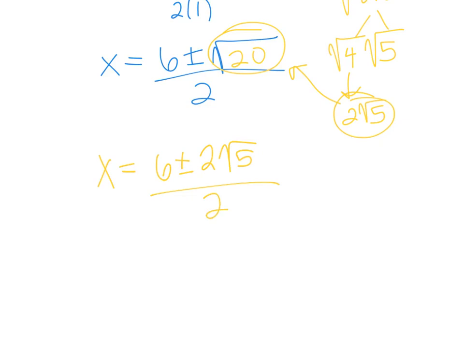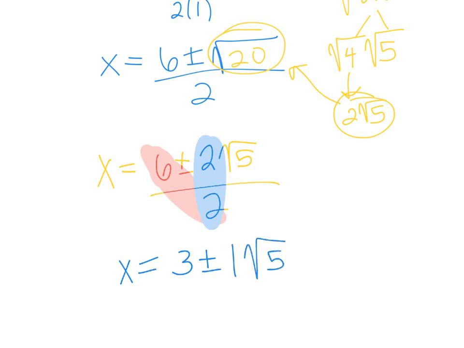I'm going to combine my whole numbers, what's outside the radical. So I'm going to complete the heart method here, and I'm going to complete the heart method here. Let's write this out. I have x equals 6 divided by 2 is 3, plus or minus 2 divided by 2 is 1, radical 5. My answers, because of this plus or minus in the middle, results in x equals 3 plus radical 5, x equals 3 minus radical 5.